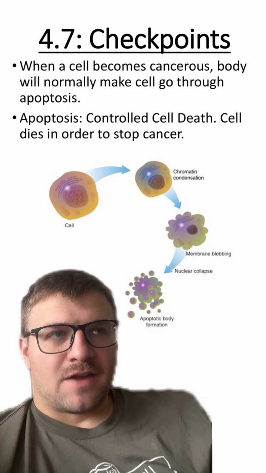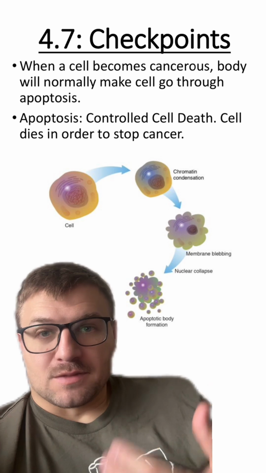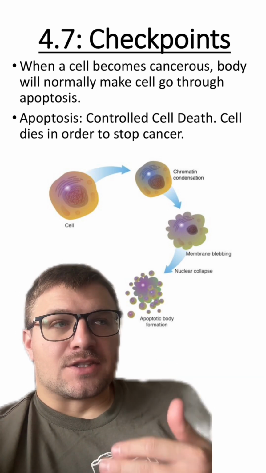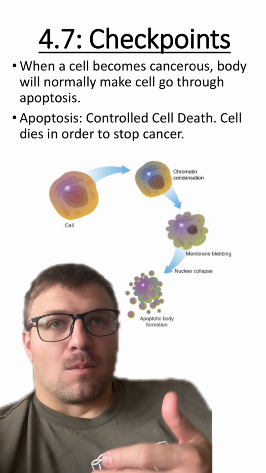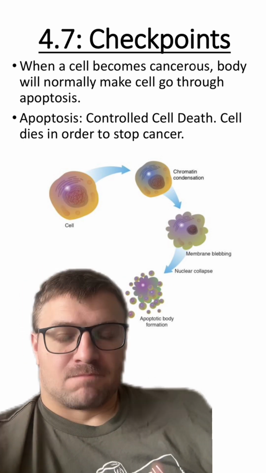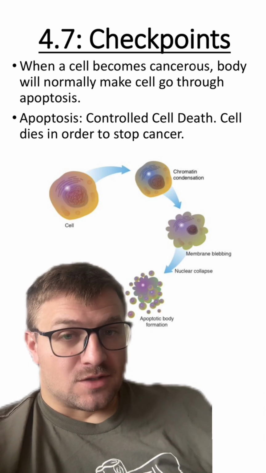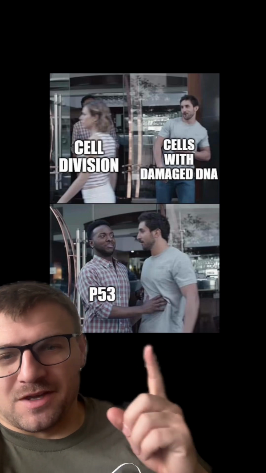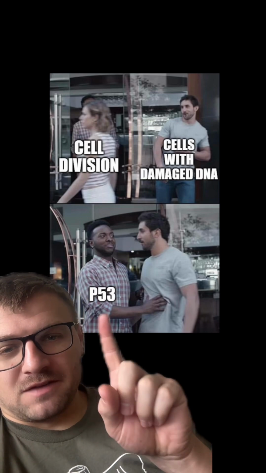The evolutionary advantage here is even though the cell is dying and we as an organism don't want a cell to die, it's going to prevent that cell from becoming cancerous and being a more harmful cell later on in the organism's life. So in order to stop the cell from becoming cancerous, it goes through apoptosis. I think this is a great meme for that P53. Yeah, cells with damaged DNA are going to want to go through cell division, but P53 stops it.